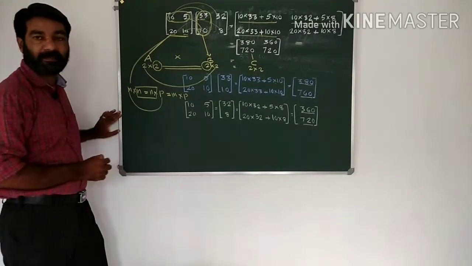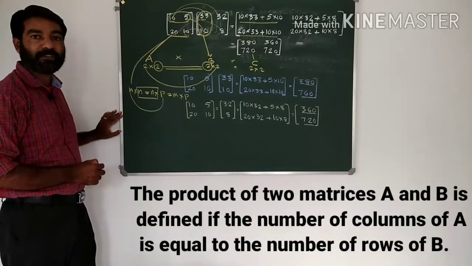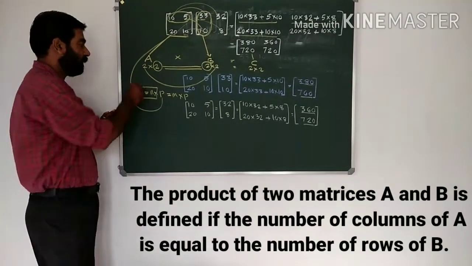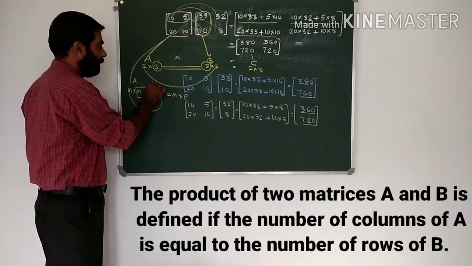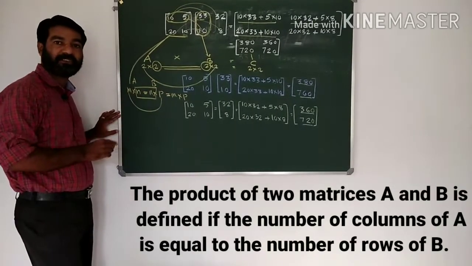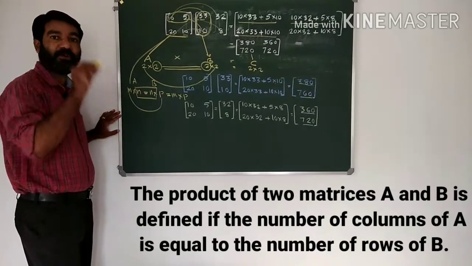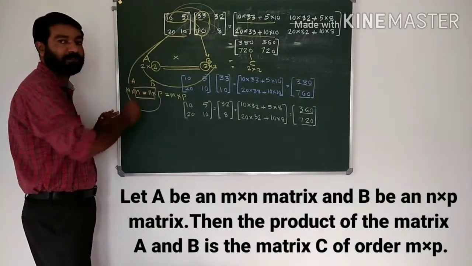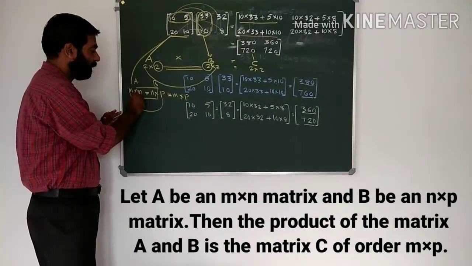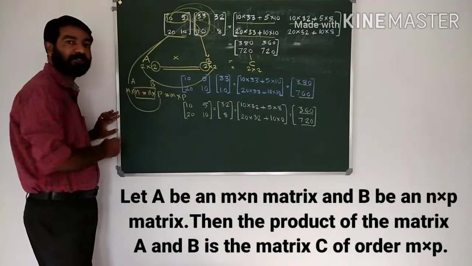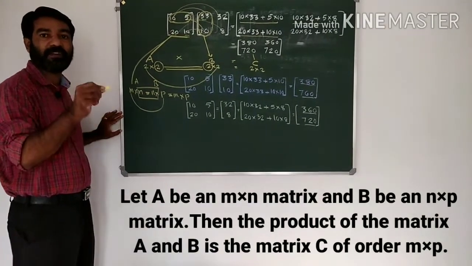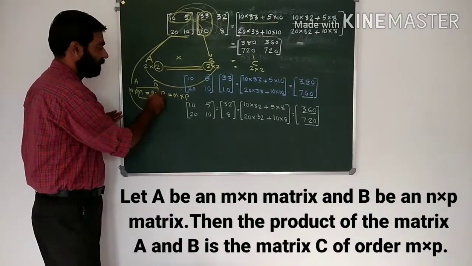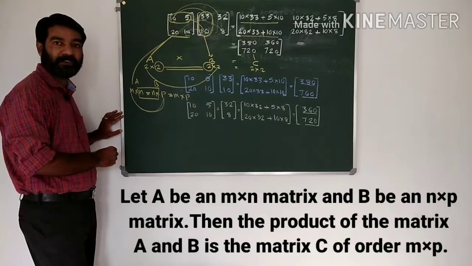So the important thing to remember is, the product of two matrices A and B is defined only when the number of columns of A is equal to the number of rows of B. Number of columns of A should be equal to the number of rows of B. Then only A into B is defined. Then the order of A into B is M by P matrix. This is very important to remember.